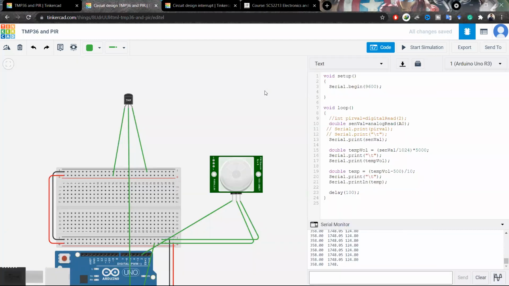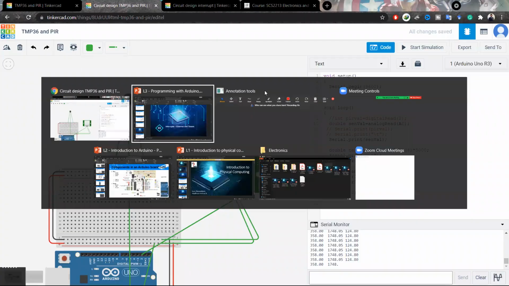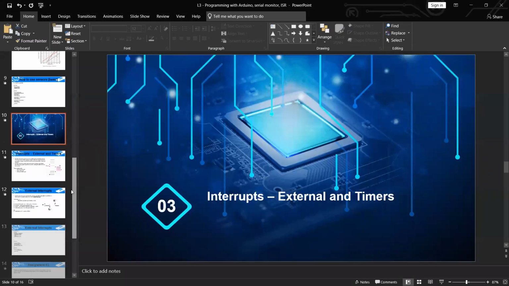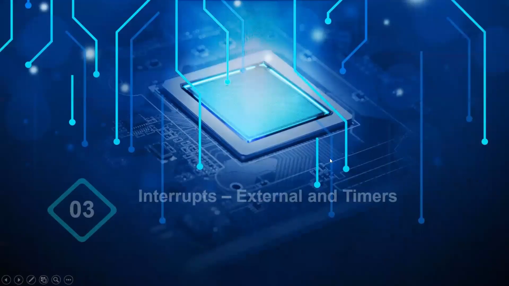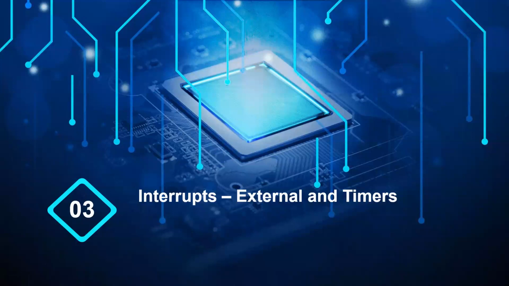We have around 24 minutes. The next part is about interrupts. Okay, I'm going to do that part as well. So now you have some idea about how to use the serial port and how to print the stuff. Now the next part is interrupts.